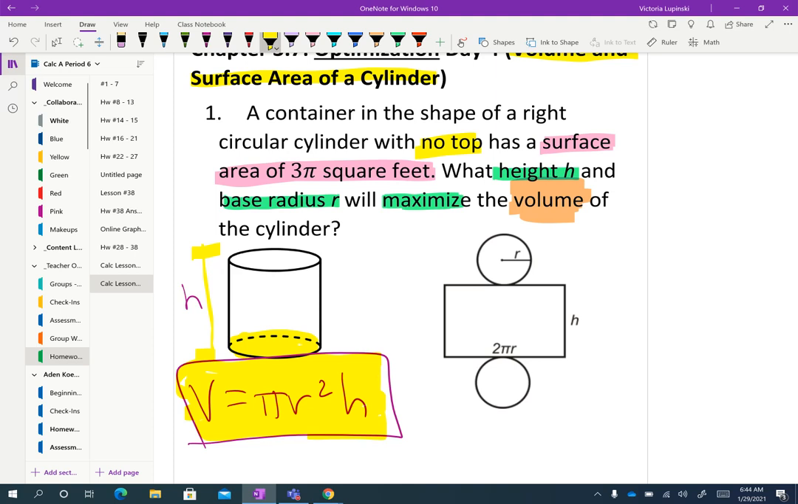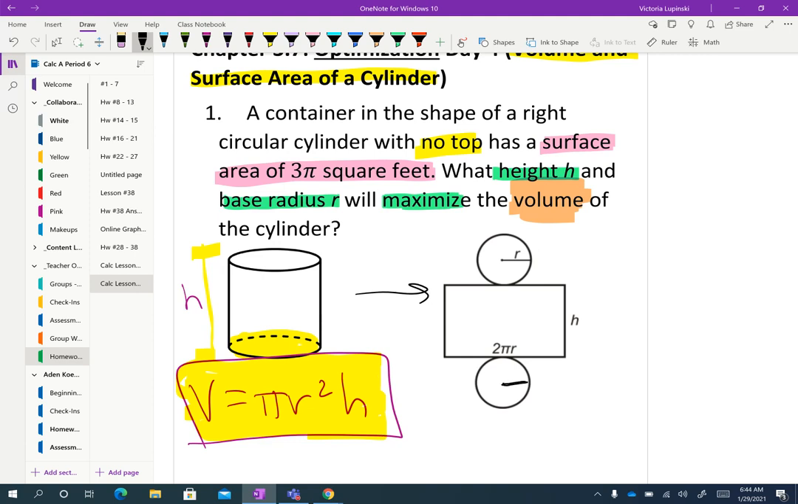And then the second piece of information that we know here has to do with the fact that we're talking about surface area. So in order to find the surface area of a cylinder, you can see that I kind of unwrapped it. That's called a net, if you remember back from your geometry days. But if you were to unwrap that cylinder, you would basically have a rectangle, and then you would have two circles, one on the top and one on the bottom.